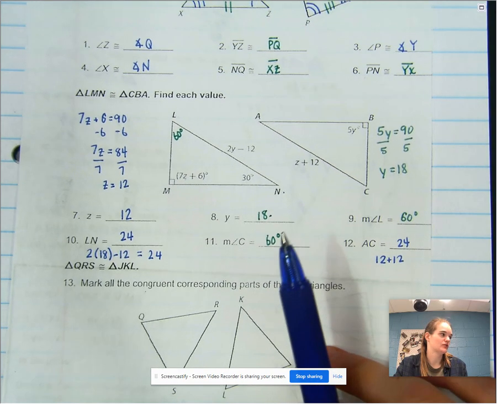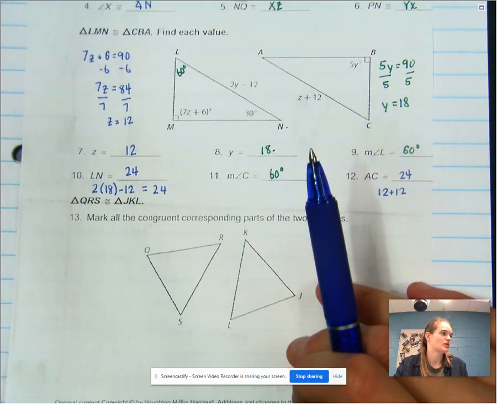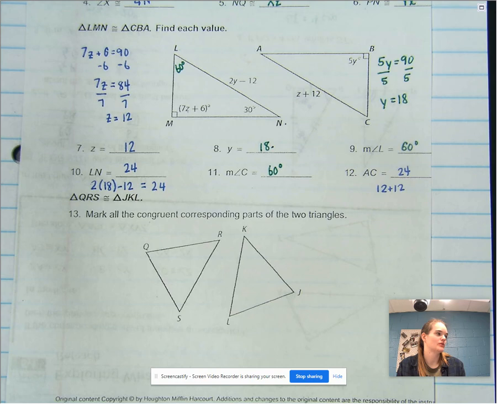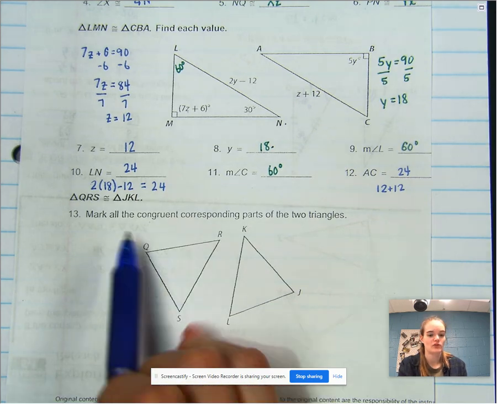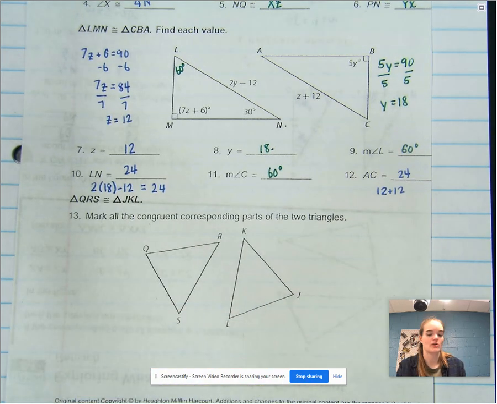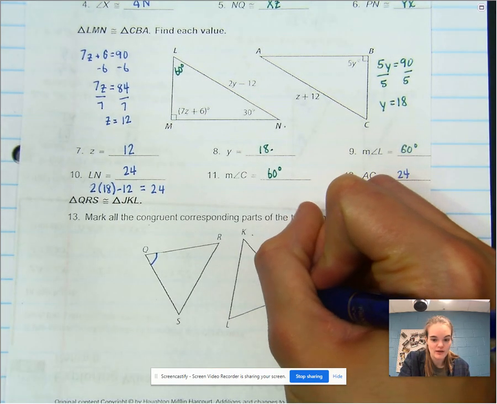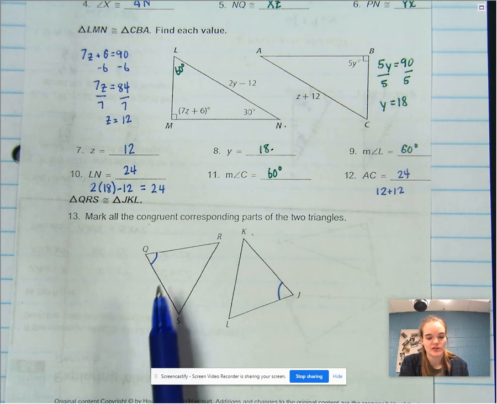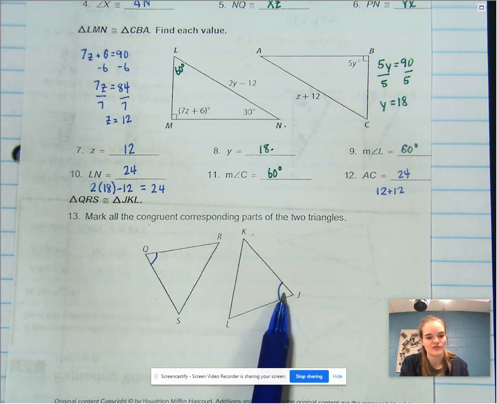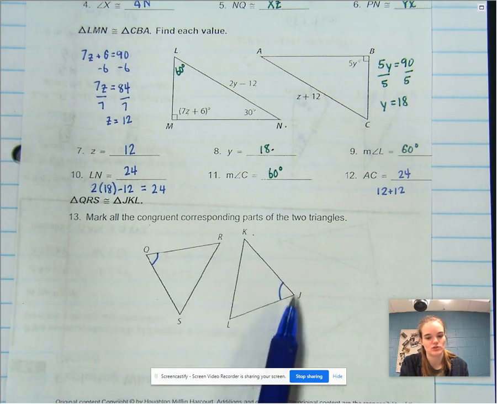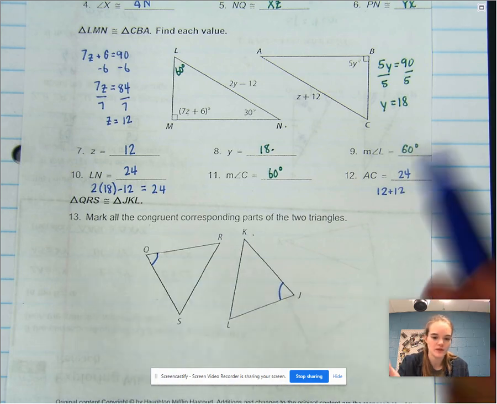All right, last, number 13. It says mark all the congruent corresponding parts of the two triangles. It tells you these are congruent right here. I want you to mark every piece. So pause it and mark it. Okay, I'm going to start with angles. So Q and J. Q, J. By the way, if your marks are different than mine, like let's say you had 2 here and 2 here, that's fine as long as they match. 2 and 2, 1 and 1, 3 and 3.